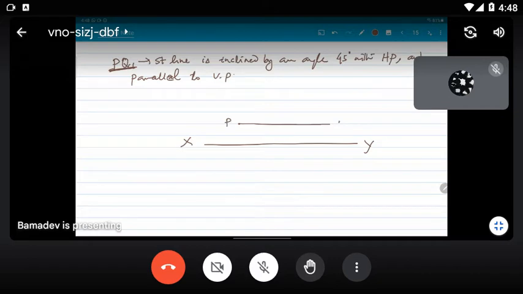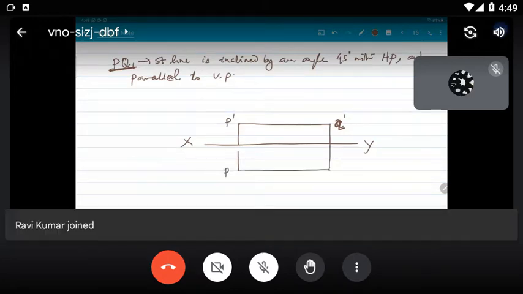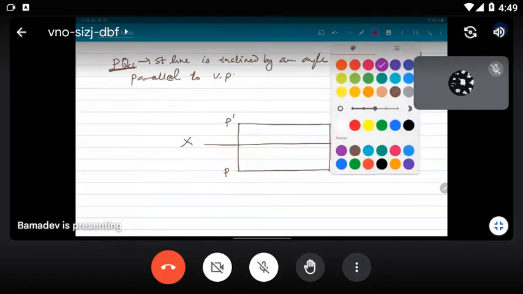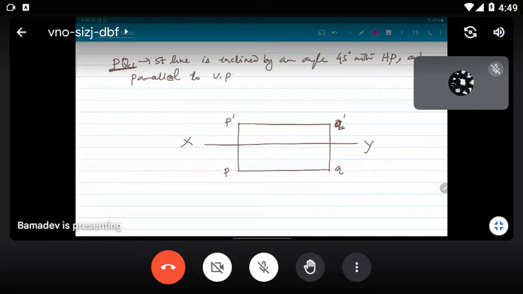So that assumption you can draw P dash Q dash as the front view. This will be small and rough. This will be P Q, the top view. Right? How much angle is it making with horizontal? 45.